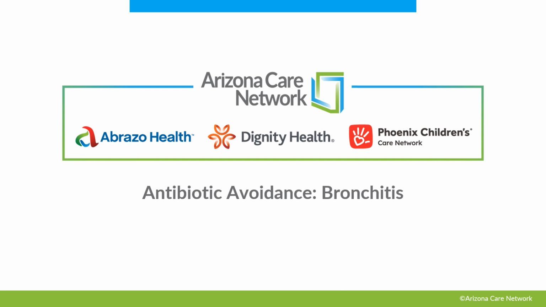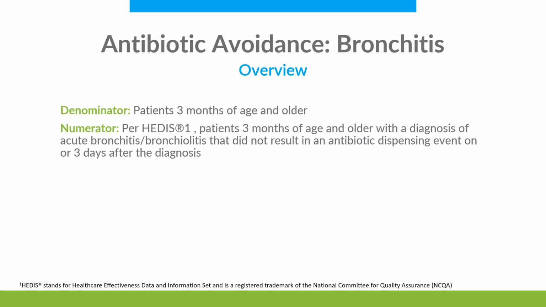Pharmacy measure: antibiotic avoidance for bronchitis. The population included for this pharmacy measure would be patients 3 months of age and older, and the numerator per HEDIS would be patients 3 months of age and older with a diagnosis of acute bronchitis or bronchiolitis that did not result in an antibiotic dispensing event on or 3 days after the diagnosis.